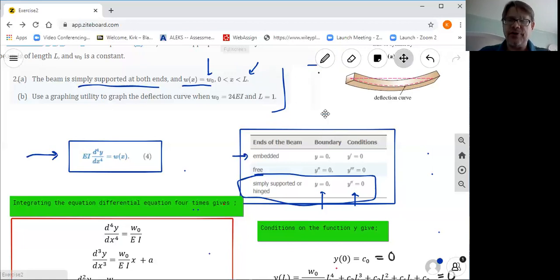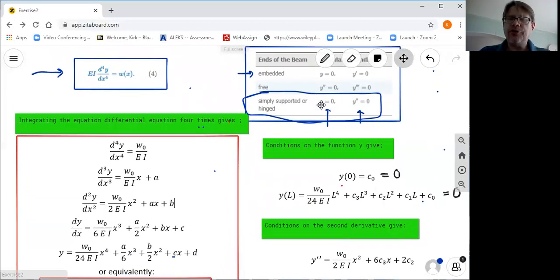We've got our differential equation, equation 4, and we also have 4 equations that come from boundary conditions. y(0) equals 0 for the left end. y(L) equals 0 for the right end. y''(0) equals 0 for the left end. And y''(L) also equals 0. We have those 4 conditions. And with those 4 statements, as well as our differential equation, we have our starting point. And let's go from there.